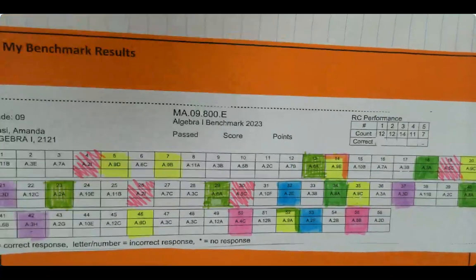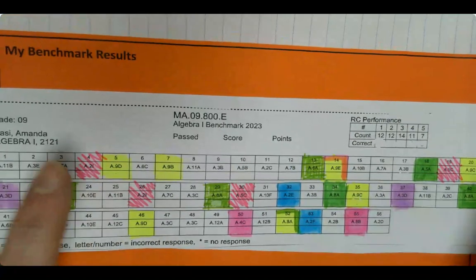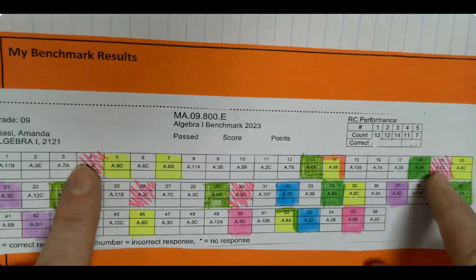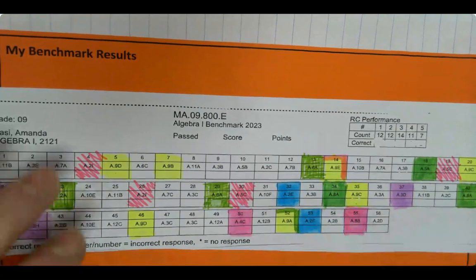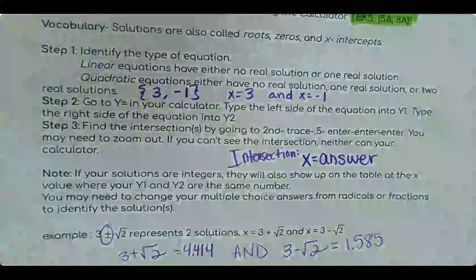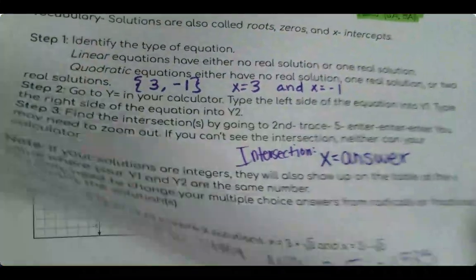Today we're going to look at systems of equations. So from our benchmark, that was number 4, 19, 26, and 30. So we are going to look at some notes for systems.